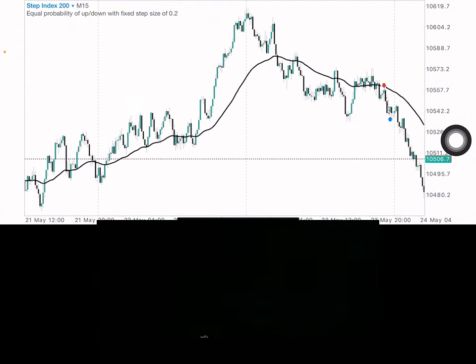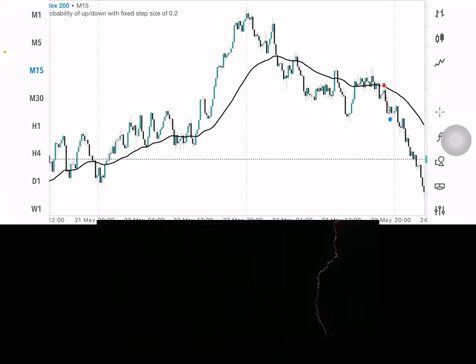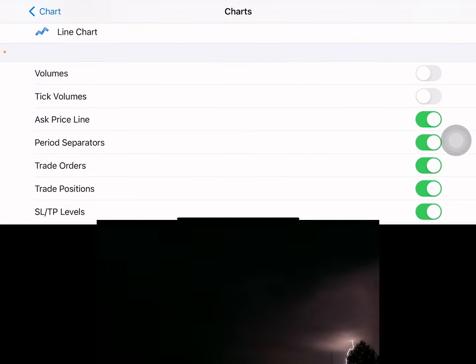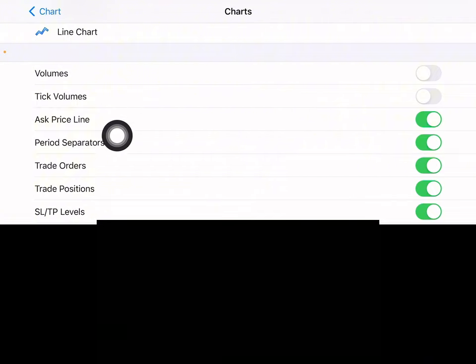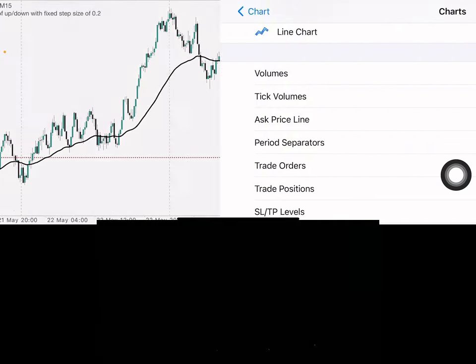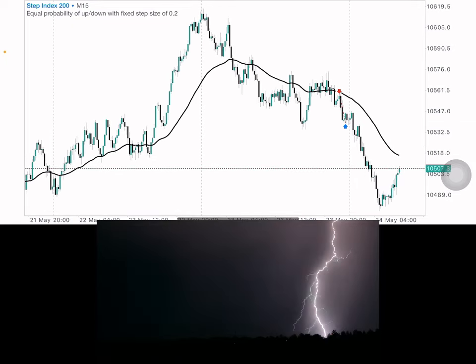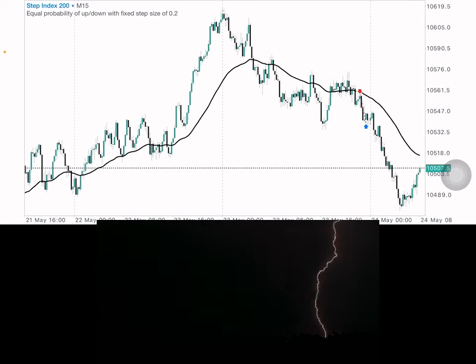So take note of that, and you can activate it on your chart. How you activate is just click your chart, go to settings, and then go to period separators. This one here, period separators, turn it on, and then you are going to have it.